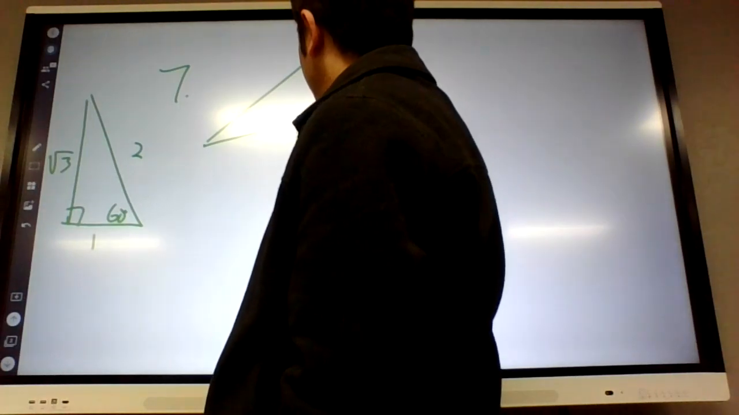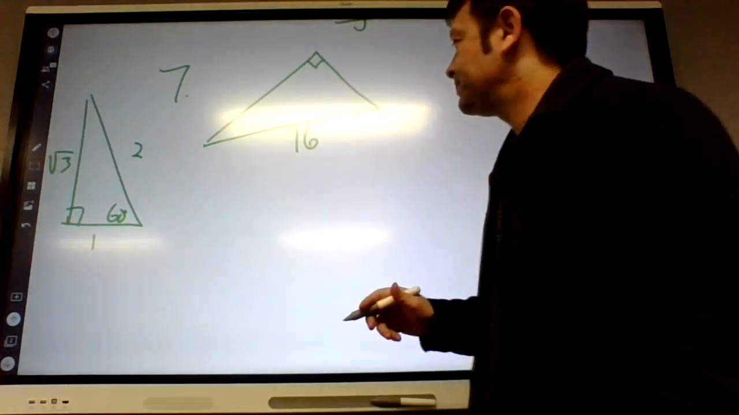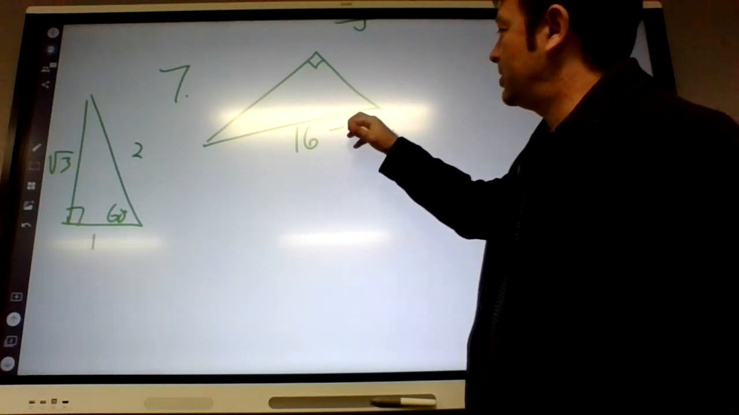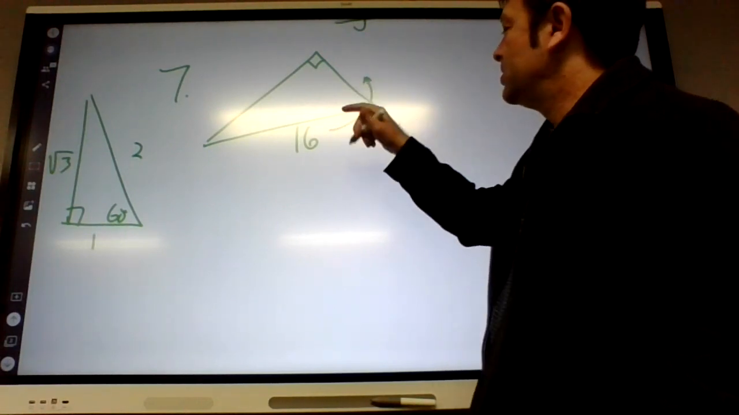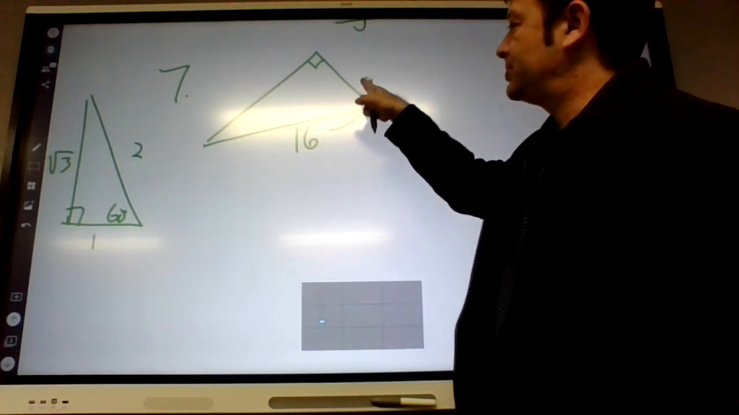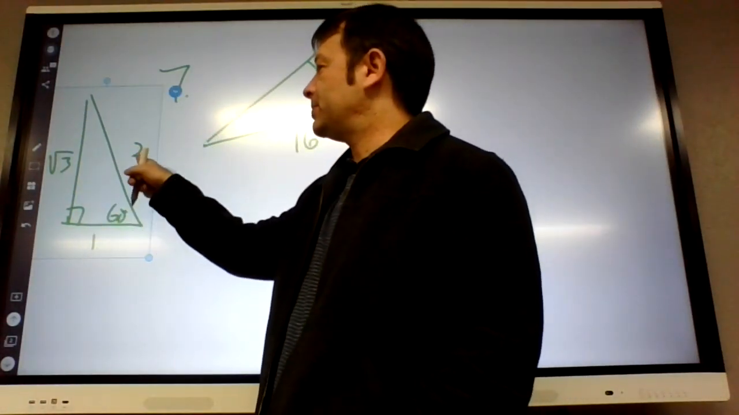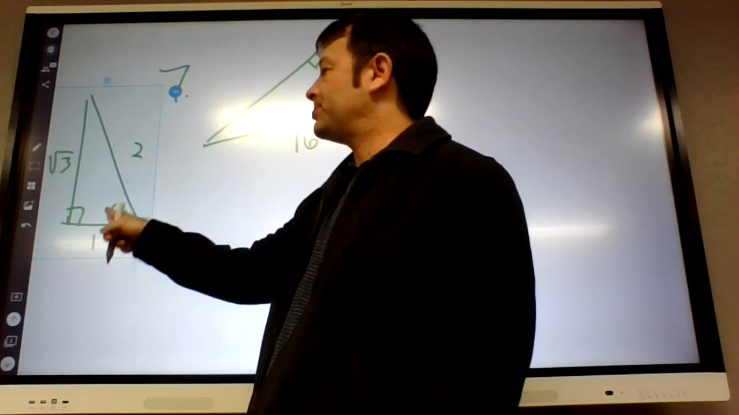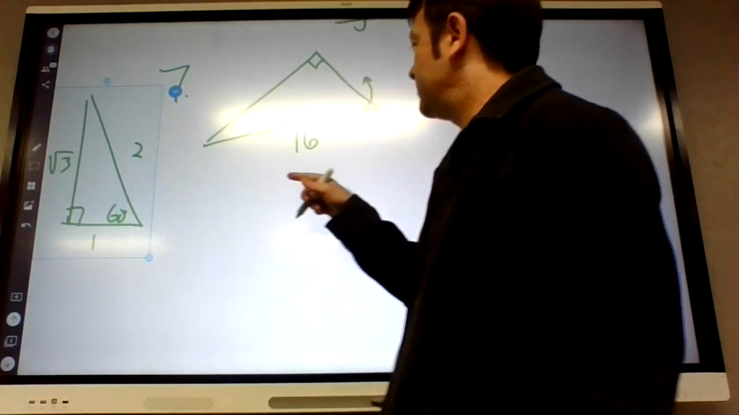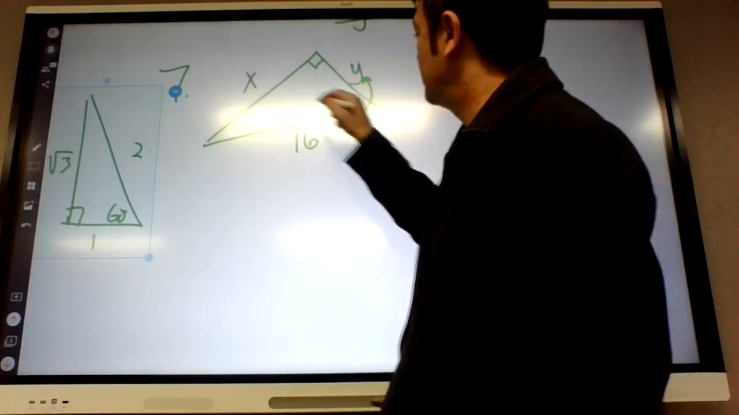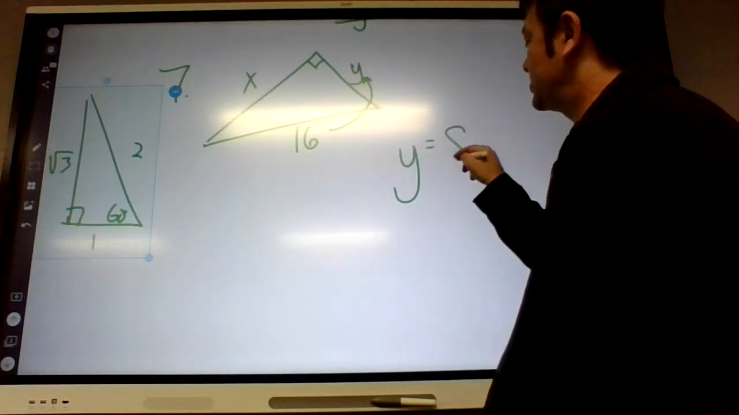16 is the what side? Hypotenuse. I don't know if you guys remember me telling you, but you want to run everything through the short leg. So how do we go from the hypotenuse to the short leg? Divide by 2. 2 to 1 means this should be twice as big as that. So you divide by 2 and you get 8, which is their y value. So y is just 8.